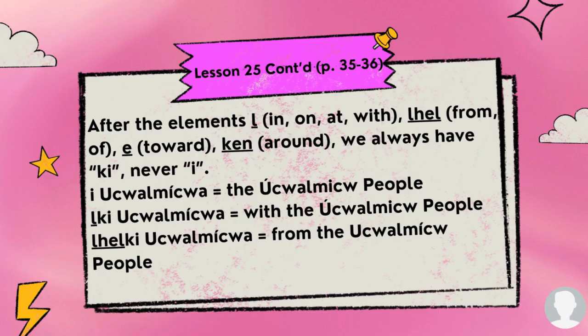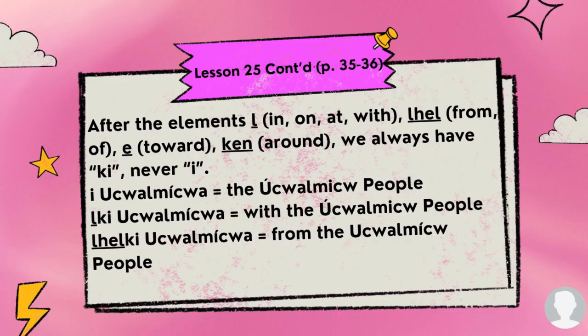So when using the elements l, which means in, on, at, or with, chlel, which is from or of, a, toward, and ken, which means around, we always have ki and never e. So if we say Ucwalmícwts, we're saying the Ucwalmícw people. And again, remember, E makes that plural. It's not one person. If we said Ti Ucwalmícwts, it would be one Ucwalmícw person.